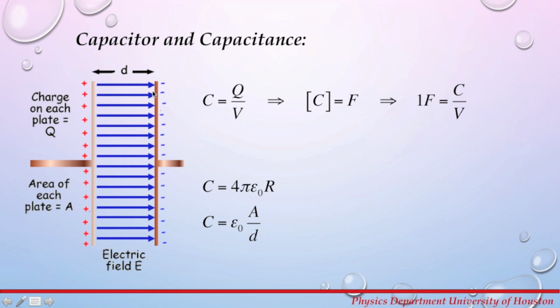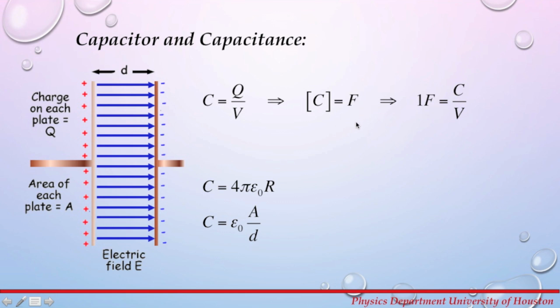The charge Q is proportional to the applied voltage, and the constant of proportionality is defined by the capacitance of the capacitor. C is equal to Q over V. As we can see from this relation, the units of capacitance are coulombs per volt. In the standard system, this combination is referred to as a farad.